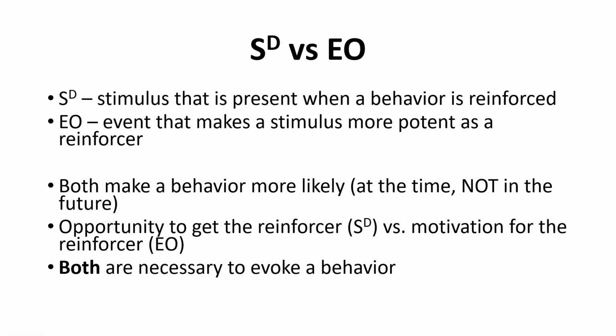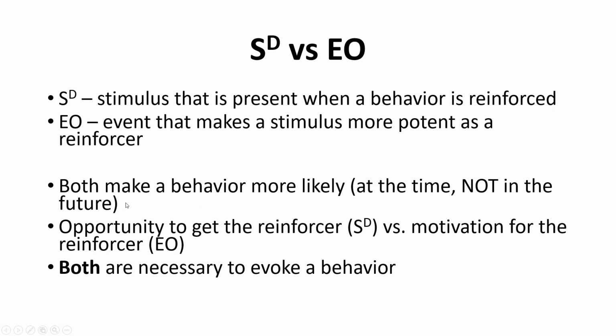Now, our discriminative stimuli work hand in hand with another concept that we've already talked about, which are establishing operations, or EOs. So our discriminative stimulus is a stimulus that is present when a behavior is being reinforced. So it's present either immediately before the behavior is going to be reinforced, or it's kept on throughout the period when it's reinforced. Our EO, our establishing operation, is an event that makes a stimulus more potent as a reinforcer.